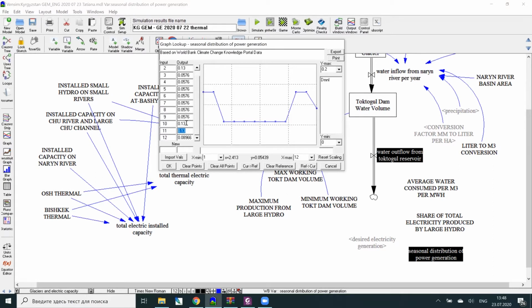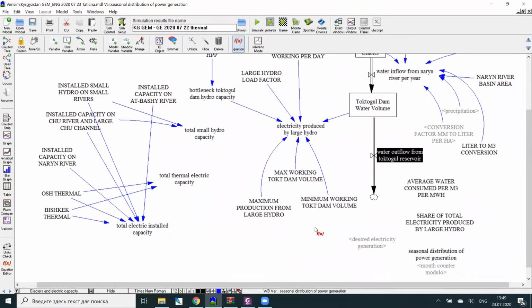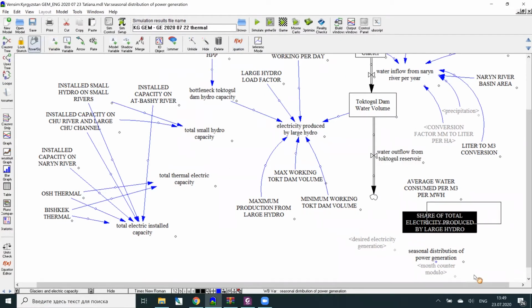So this is not right. Let's have it here. Yeah, and here we have 13. So something like this. So this then we can apply to the annual demand, which gives us the demand of electricity per month from hydropower, which will give us the amount of water consumed per month, okay, that we use as an outflow.